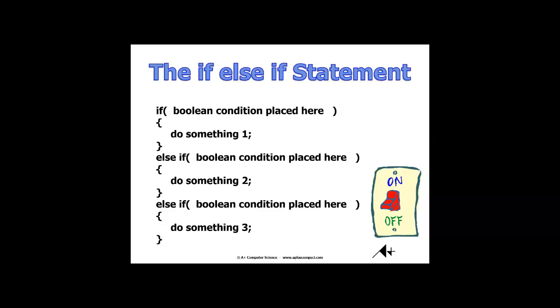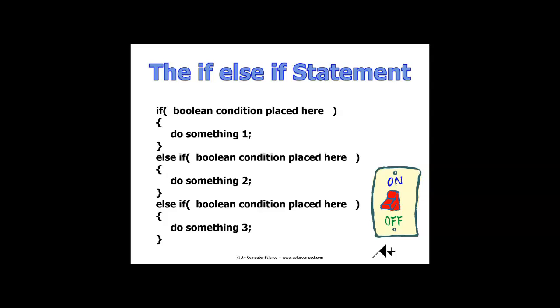So here we have an if-else if. This enables us to check multiple conditions, right? I can test a variable against multiple criteria with the if-else if. So I can have one condition. If that's true, it'll do something 1, another condition do something 2, another condition do something 3.